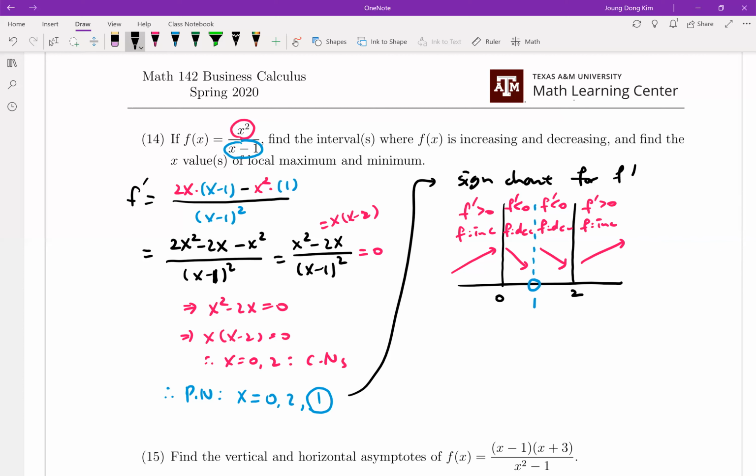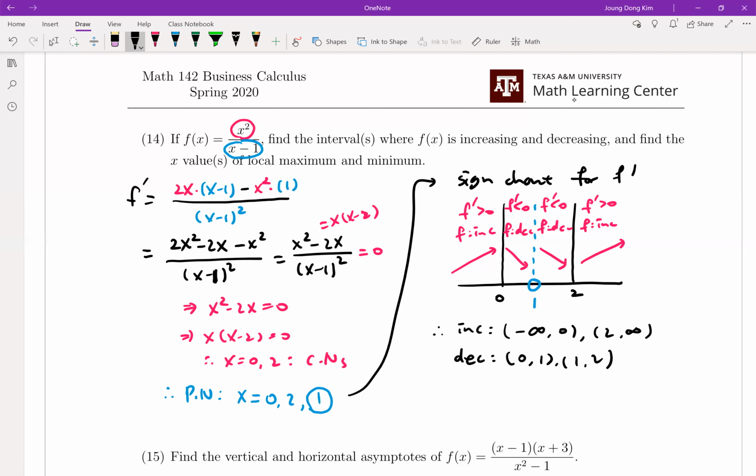First of all, the increasing interval is from minus infinity to 0 and 2 to infinity. The decreasing interval is 0 to 1 and 1 to 2. Okay, you have to separate them. You cannot say 0 to 2. You must write 2 separate intervals, okay?